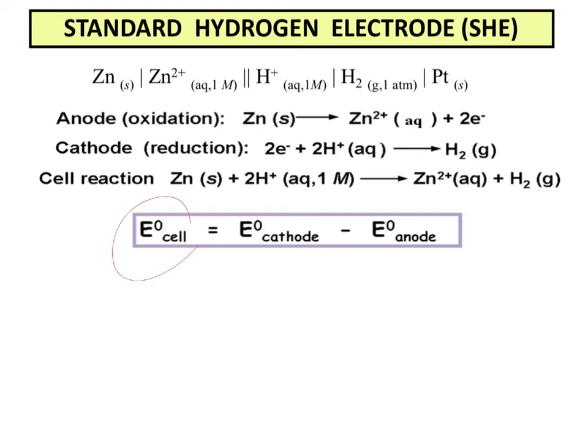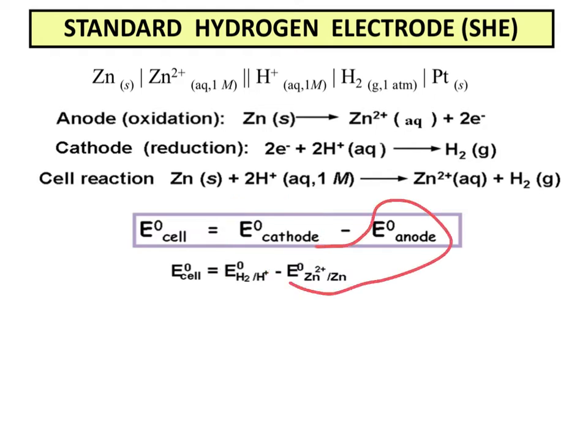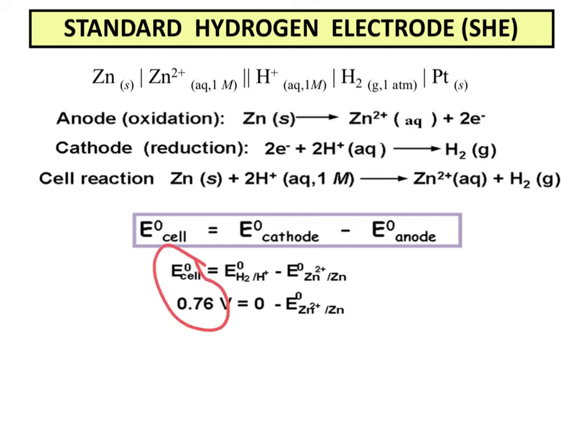Standard cell potential equals the standard reduction potential of cathode minus the standard reduction potential of anode. E naught hydrogen is E naught cathode and E naught anode is E naught zinc. Substitute E naught cell with 0.76 volt and E naught hydrogen with 0.00 volt. Standard reduction potential of zinc is minus 0.76 volt.